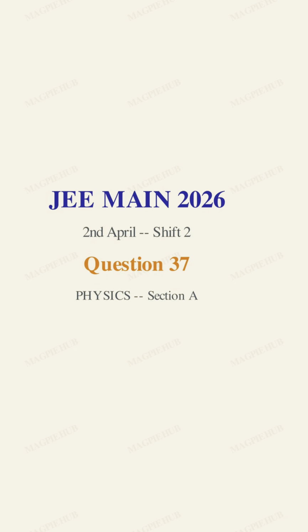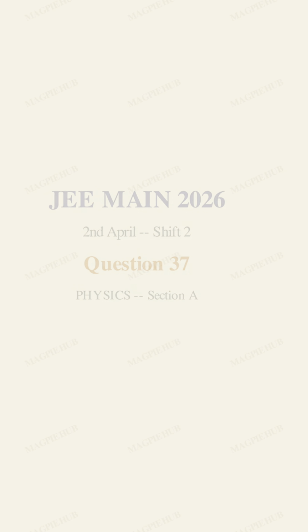JEE MAIN 2026, 2nd April Shift 2, Physics Section A, Question 37. Let's visualize the electromagnetic wave. An EM wave travels along the x direction in free space. The electric field E and magnetic field B oscillate perpendicular to each other and perpendicular to the direction of propagation.